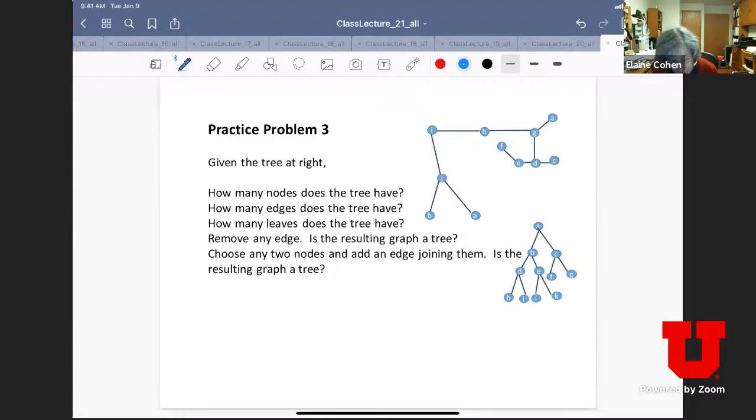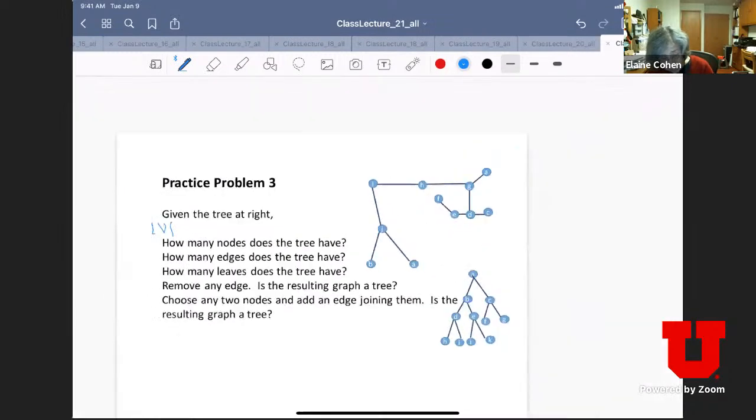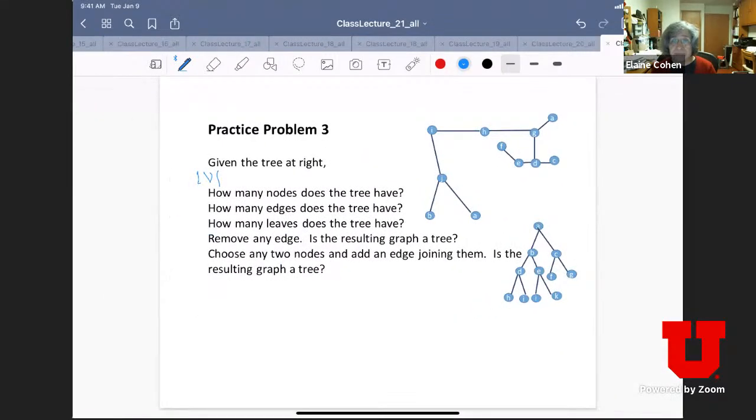Okay. Given the tree at the right, pick either one. Let's do the top one first. How many nodes does it have? That means what is V in this top tree? It's 1, 2, 3, 4, 5, 6, 7, 8, 9, 10, 11. I get 11. Do you get 11?